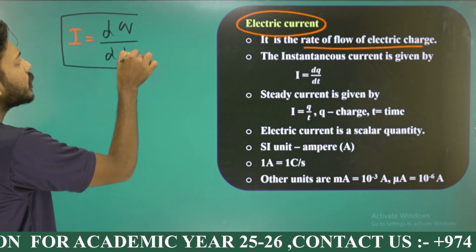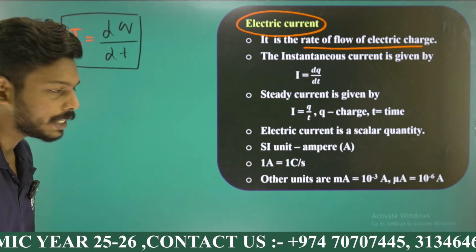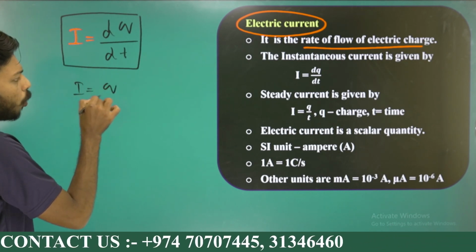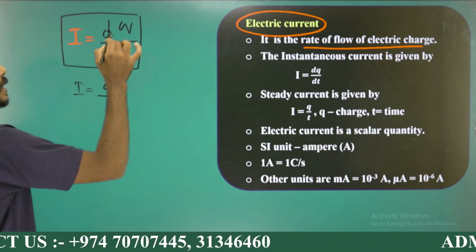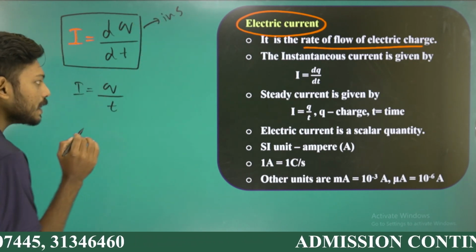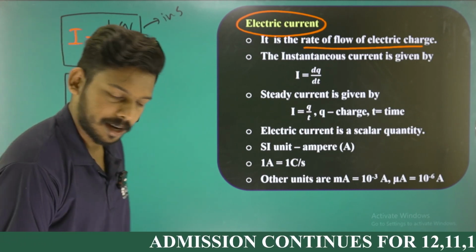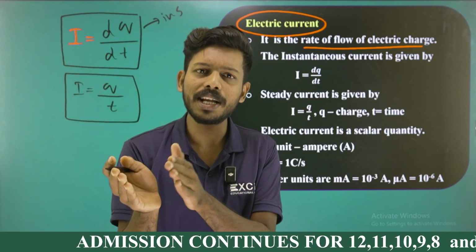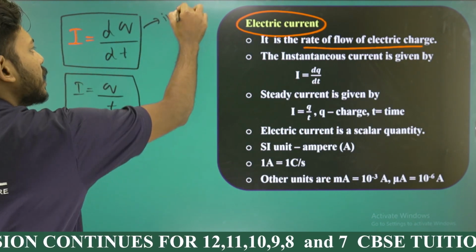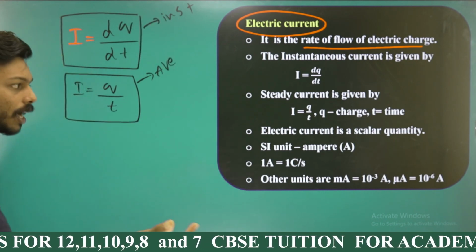It is one of the most important equations. You have to know the concept and you have to know the equation. I is equal to dq by dt. So steady current is given by the equation I is equal to q by t. What is the difference between these two equations? This equation, dq by dt, gives the instantaneous current, while I is equal to q by t gives the average current or the steady flow of current. You know the difference between average and instantaneous. We will discuss it in many cases.